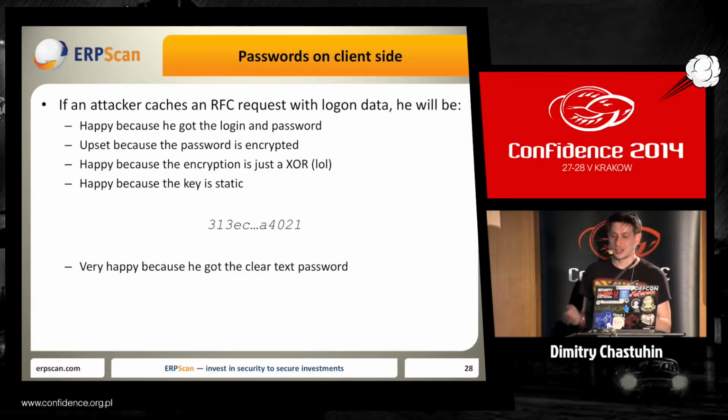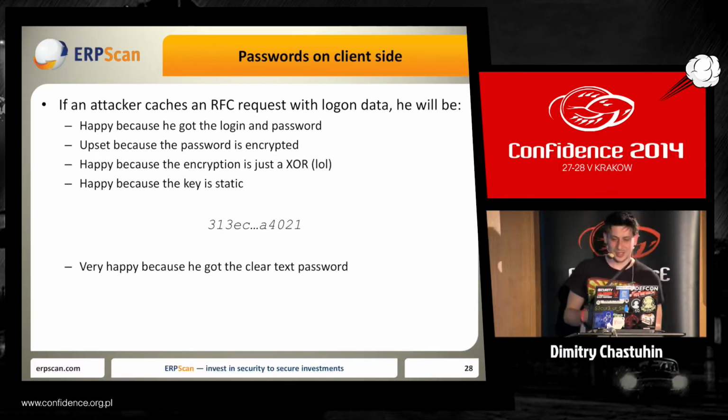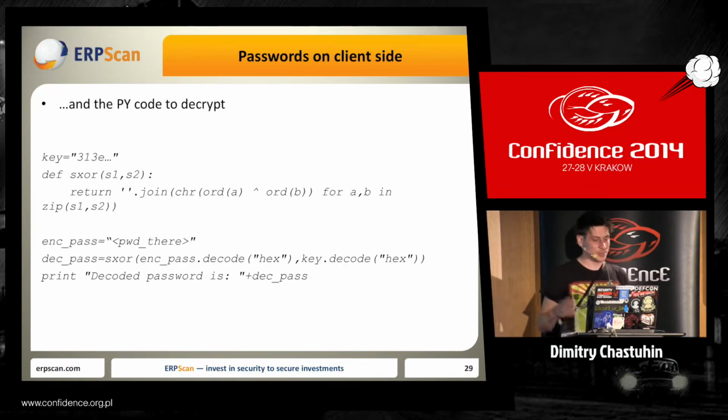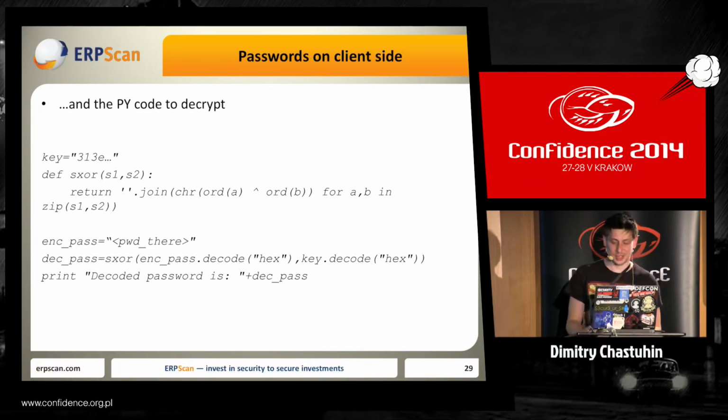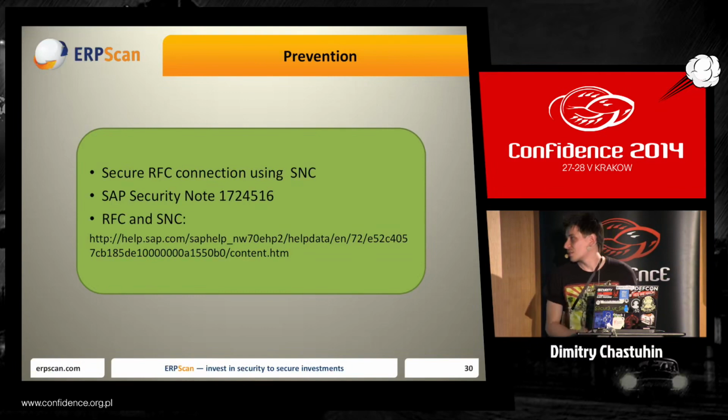And as I said, if an attacker intercepts the RFC request with login data, he will be happy because he got the login and password. But after that, he will be upset because the password is encrypted, and then happy again because the password is just XOR encryption with a static key, with a different version. So that's how, very easily using this script, you can decrypt a password from RFC. And again, some action for defense: just use RFC secure connection through SNC.